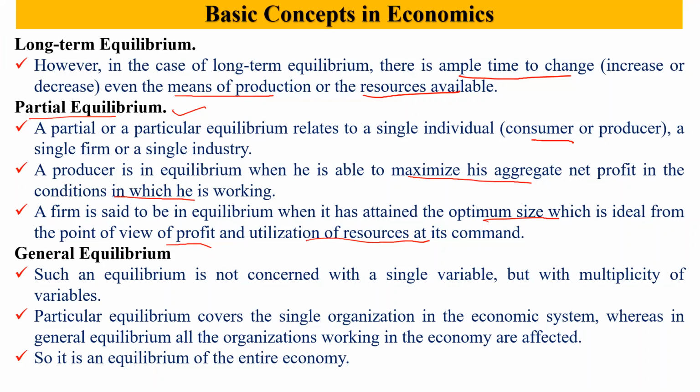When we are talking about not the single variable but all the industries and all the units in an economy, then it is general equilibrium. Equilibrium is not concerned with the single variable but with the multiplicity of variables. So particular equilibrium covers a single organization in the economic system, whereas in general equilibrium, all the organizations working in the economy are considered here. So it is the equilibrium of the entire economy. General equilibrium is the entire economy.